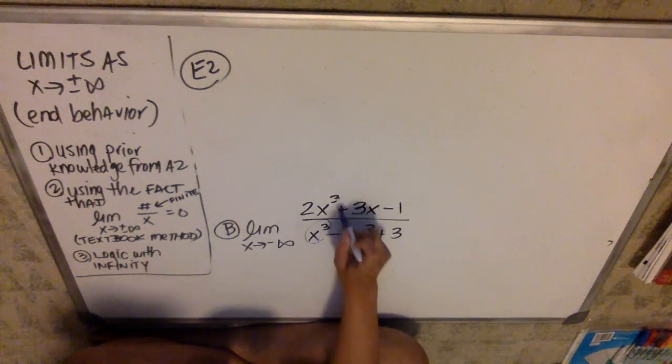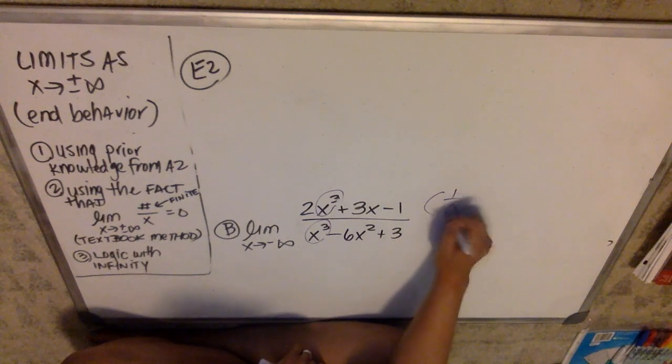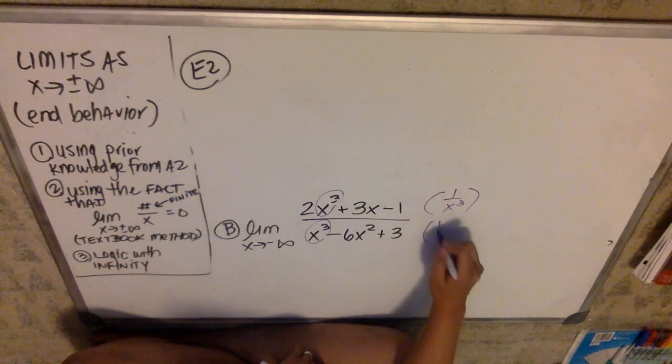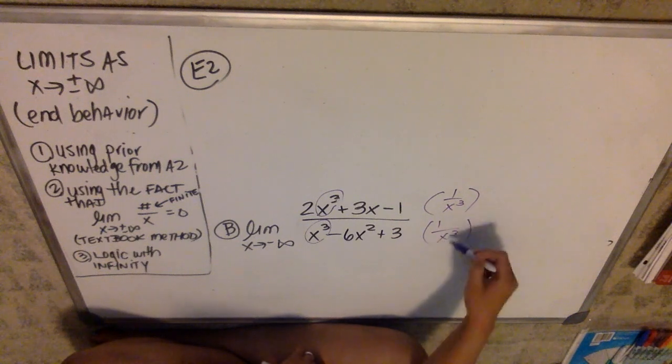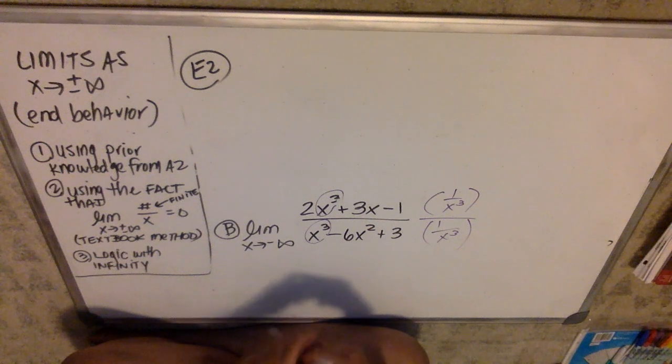I look and say, oh, look, the biggest power of x is an x cubed. So the longer way to do this is to multiply both the top and bottom by a 1 over x cubed. It does have to be the same thing on the top and bottom, right? Because remember, I'm actually multiplying by 1. That's the thing I'm mathematically allowed to do.